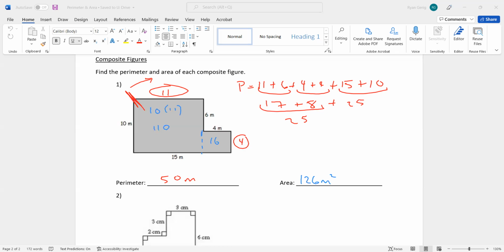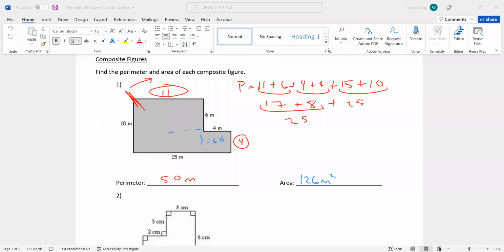Now, let's say I did it a different way. I want to show you other ways as well. The other obvious one would be cut it here. Now I have 11 by 6, which is 66. And then I have 4 by 15, which is 60. And 66 plus 60 is also 126.